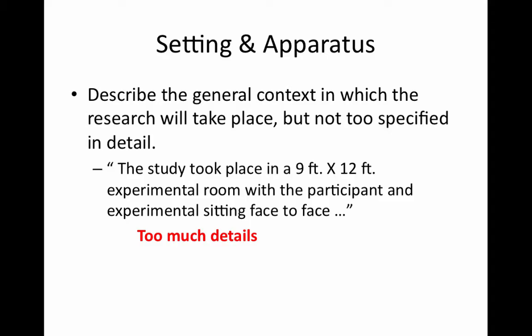Next in the method section, the setting and apparatus. You describe the general context in which the research will take place, but not too specific in detail. For example, "The study took place in a 9-foot by 12-foot experimental room with the participants and the experimenter sitting face to face." Too much detail.